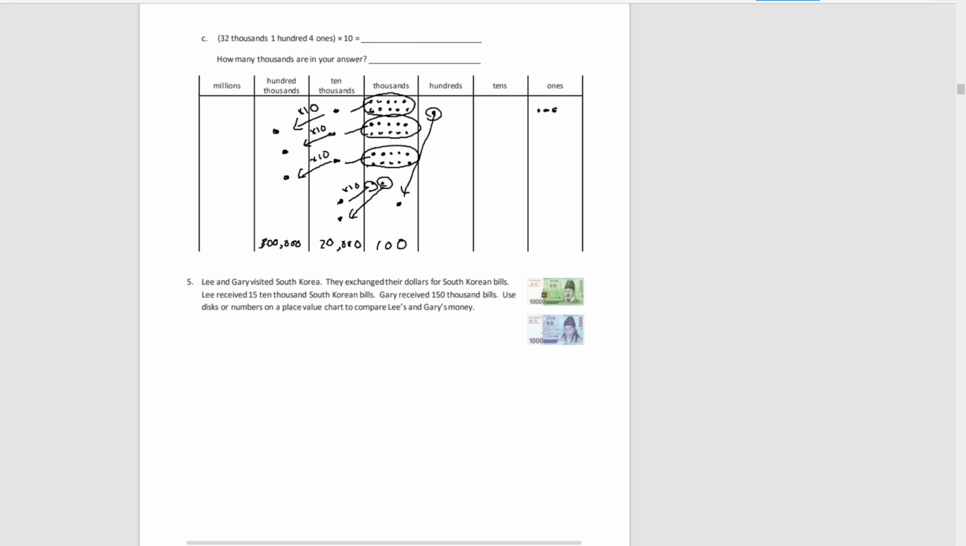So how many thousands are in your answer? 321. And our answer is 3,300. Oops, I forgot my ones here. Sorry about that. Each of these is going to be multiplied by 10, so we have tens. Each of our 4 ones becomes a 10. So in our thousands, we have 321,000, and 4 tens is 40. So that would be our resulting number.